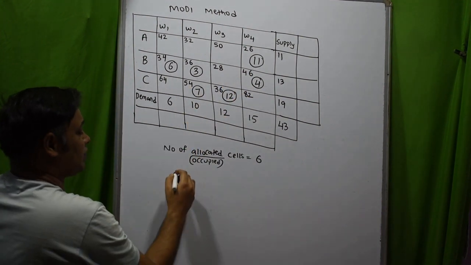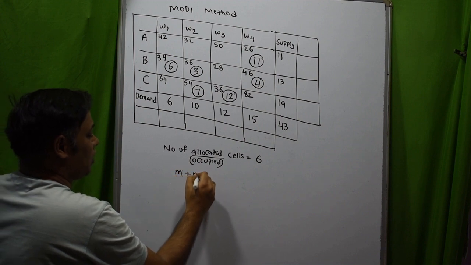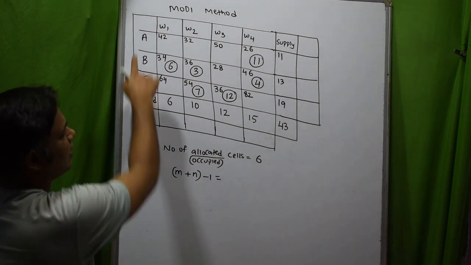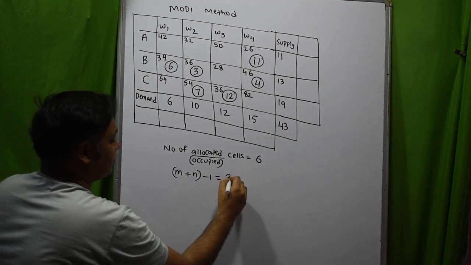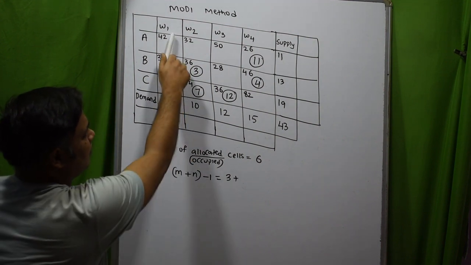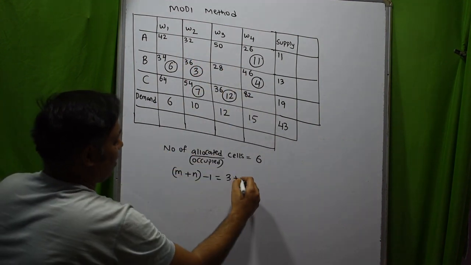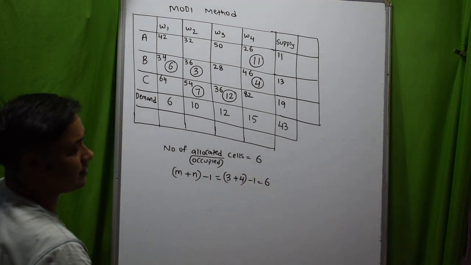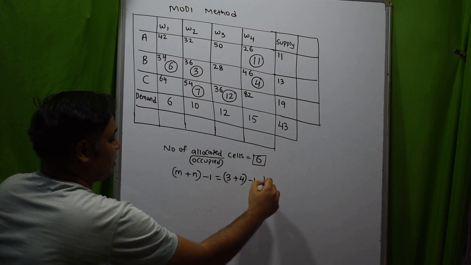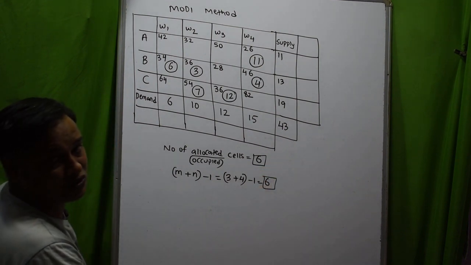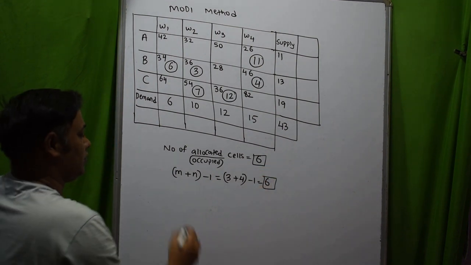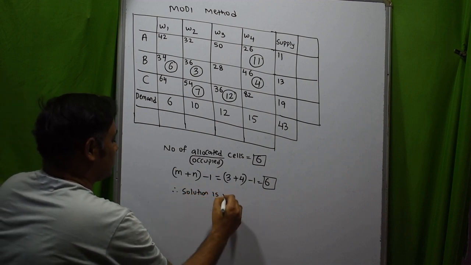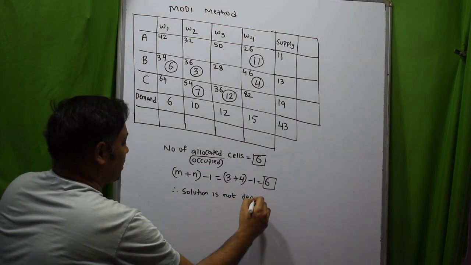I will compare this with the number of rows plus columns minus 1. My number of rows are A, B and C, 3 factories. My number of columns are W1, W2, W3, W4, that is 4 warehouses. Minus 1, it will come to 6. And since both match with each other, I can say my solution is not degenerate.